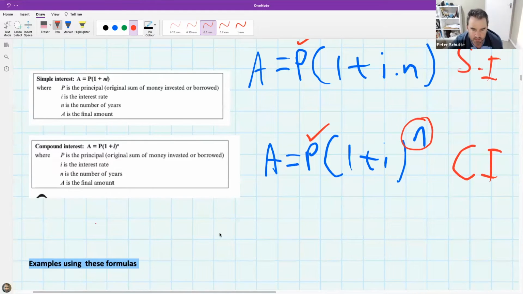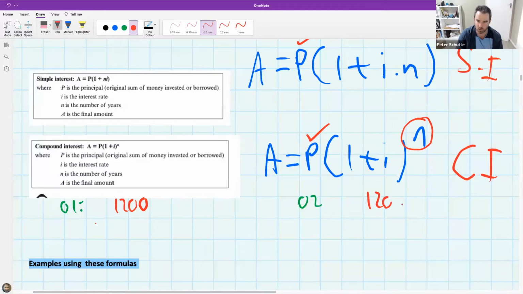Now, to make sure you understand the difference between the two, I want to give you two options. So we'll say option 1 and option 2. And in option 1, you have got 1,200 Rand to start with. And in option 2, you also have 1,200 Rand. Your time period, your N, is 3 years in option 1, and your N is 3 years in option 2.